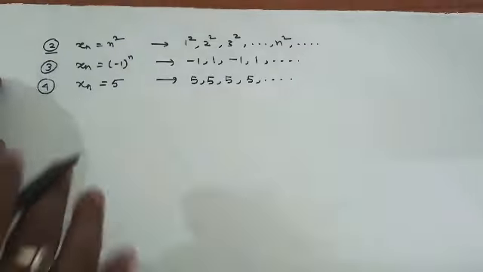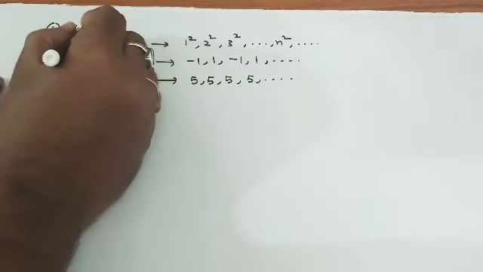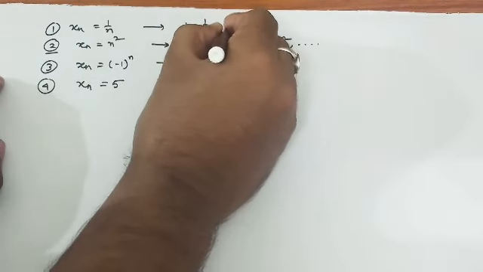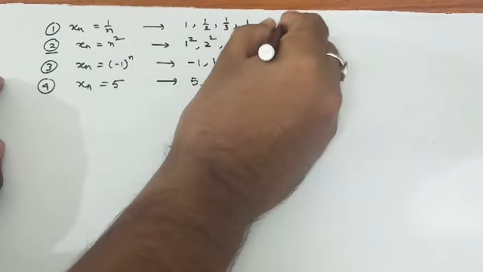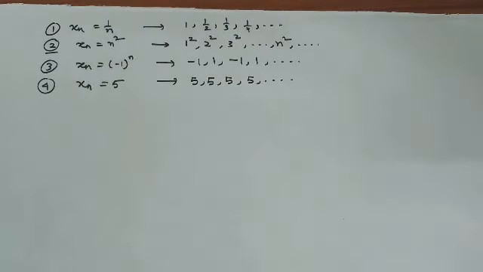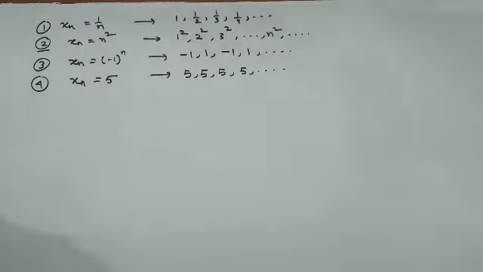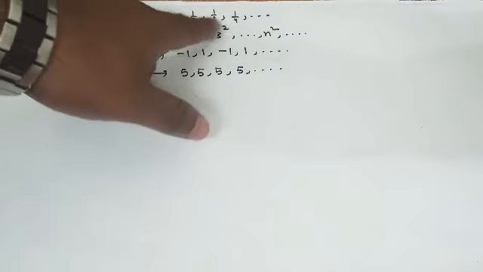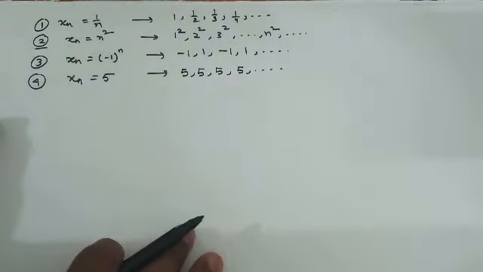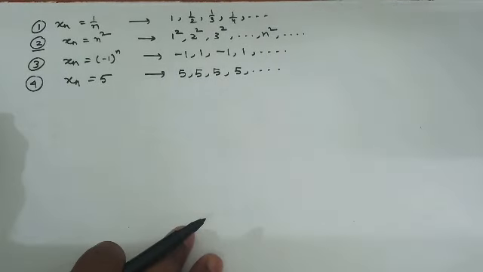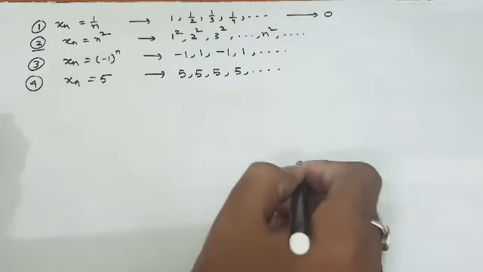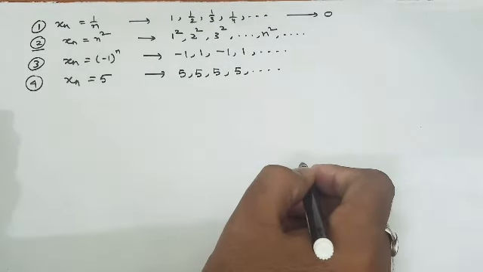The first example was xn equals 1 by n. So the elements were 1 half, 1 by 3, 1 by 4, and so on. A very common question is, is there any natural tendency of this sequence? Look at the terms of this sequence. All the terms are getting smaller and smaller, and it has a tendency to go towards 0.